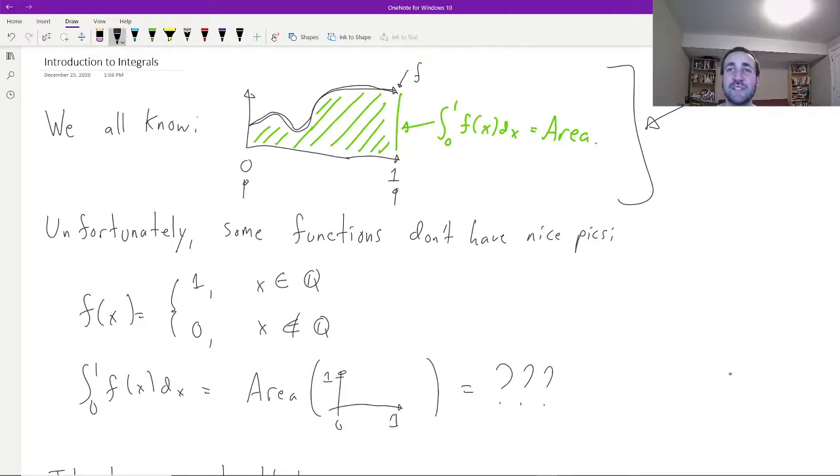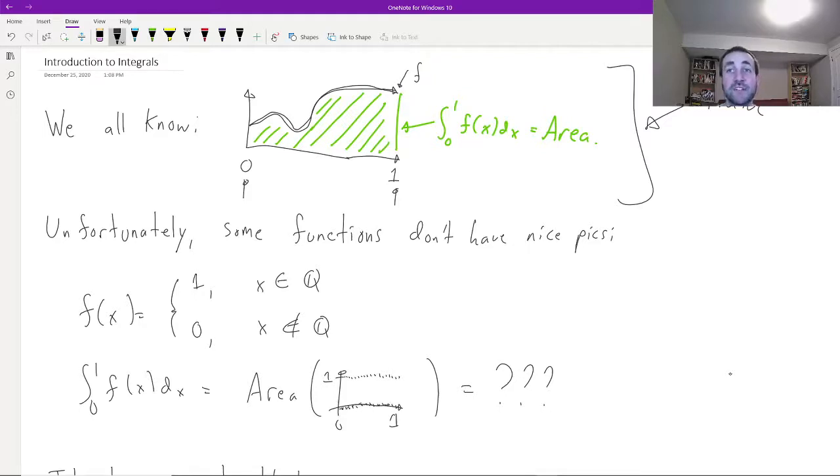I can define f of x to be 1 for all points x which are rational numbers, and 0 otherwise. And so if we try to apply this naive theory, well, we have to plot f, and what does f look like? Well, we have a lot of ones. We have ones at every point in Q, so all of them up there. And we have zeros at every point that's not in Q.